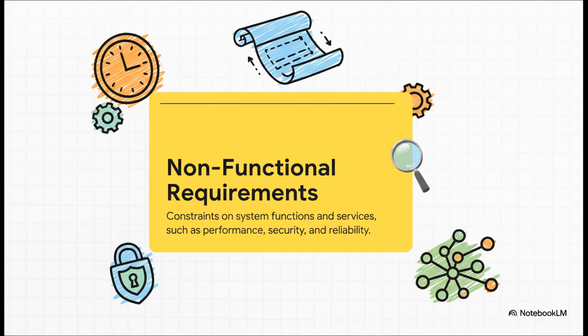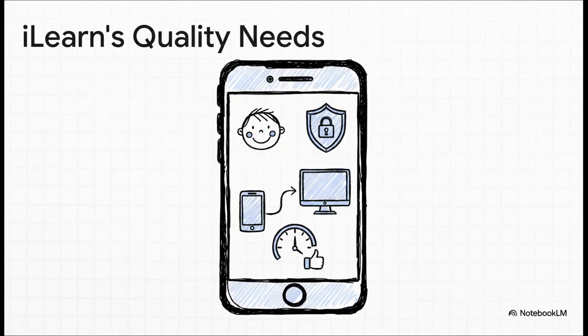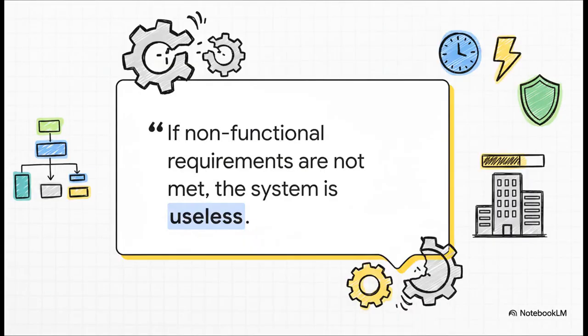These don't describe one specific button or feature. Instead, they're qualities the whole system has to have. They're the how well requirements, stuff like how fast it is, how secure it is, and how easy it is to use. For iLearn, this is huge, because the context is everything. Remember, the users are kids, so it has to be incredibly, unbelievably easy to use. And since we're dealing with children's data, security and privacy are an absolute must. Plus, it's got to work on the classroom computers and on their phones, and it can't crash right in the middle of a lesson.